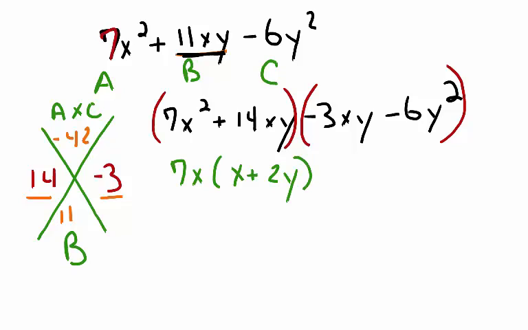When I look at my second group, negative 3xy minus 6y squared, I see that I can factor out a negative 3y. This will leave me with x plus, watch your signs here, when we factor out a negative, this becomes positive, x plus 2y.